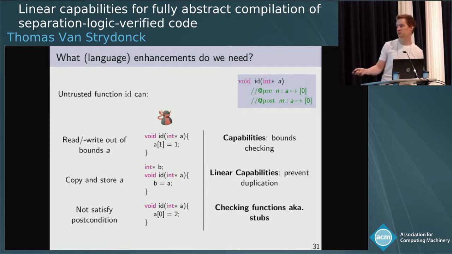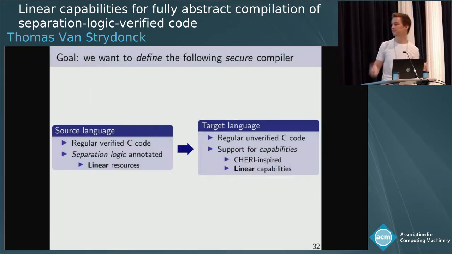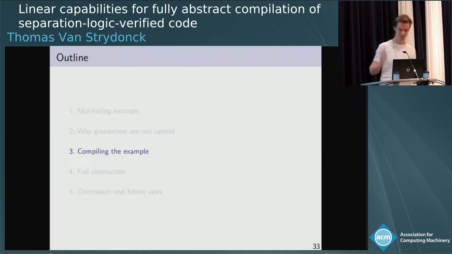And thirdly, to make sure that stuff like this doesn't happen, we are going to wrap untrusted functions such as ID in checking functions, also called stubs, which just check their postcondition. To reiterate and give a sneak peek into the intuitions behind our compiler, this is our setting. We have our verified C code with linear resources, and we have our unverified target language code with support for capabilities, which are, again, linear. And this parallelism between the two notions of linearity is one of the main intuitions behind our compiler.